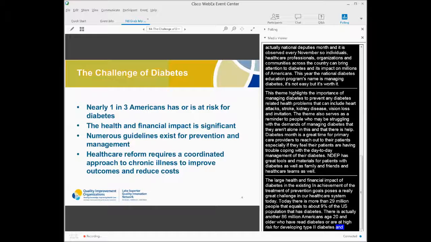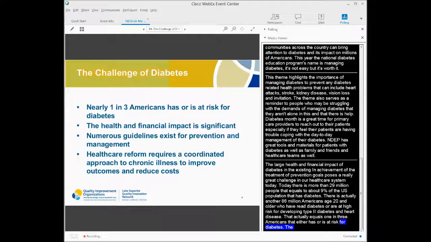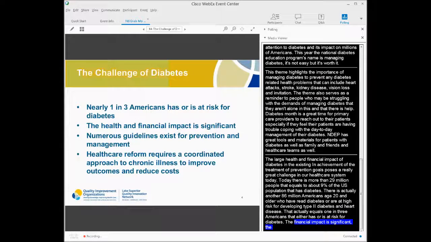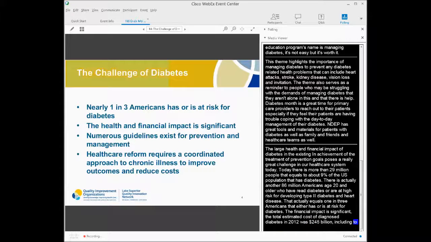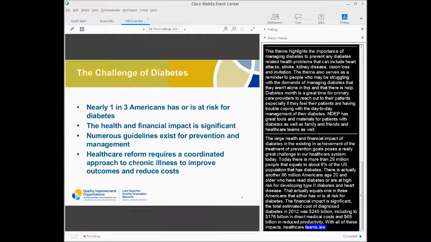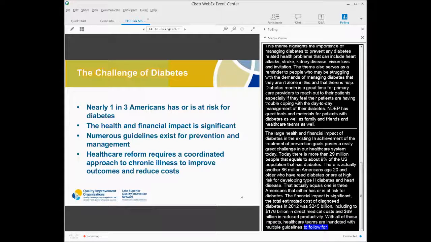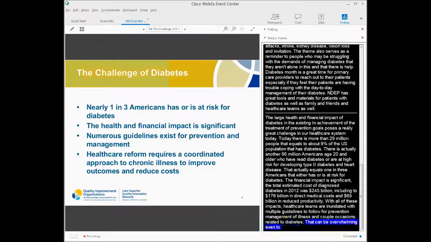Like I said, the financial impact is significant. The total estimated cost of diagnosed diabetes in 2012 was $245 billion, including $176 billion in direct medical costs and $59 billion in reduced productivity. With all of these impacts, healthcare teams are inundated with multiple guidelines to follow for prevention and management of illness and complications related to diabetes. That can be overwhelming even to the most dedicated healthcare professional. What this webinar is for is to provide you a comprehensive resource to what's out there and what's available for you.